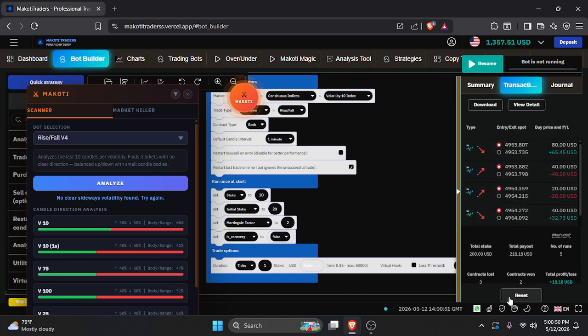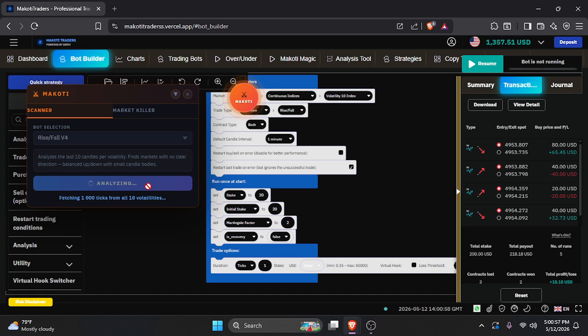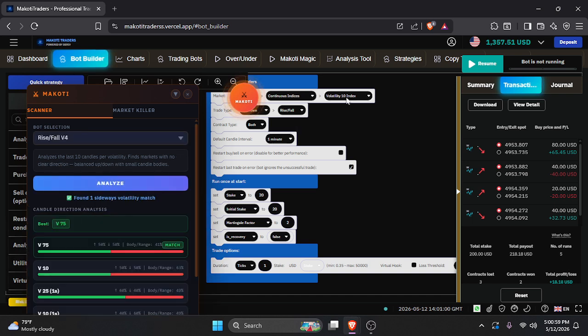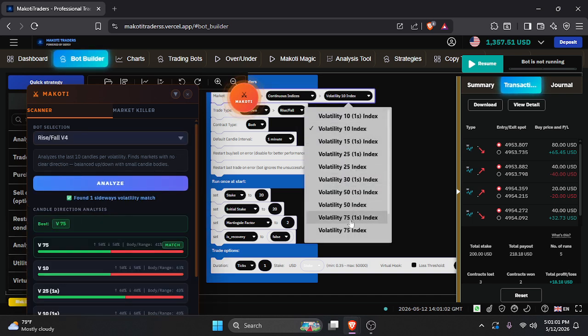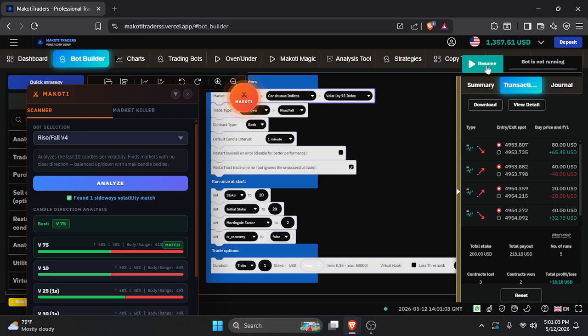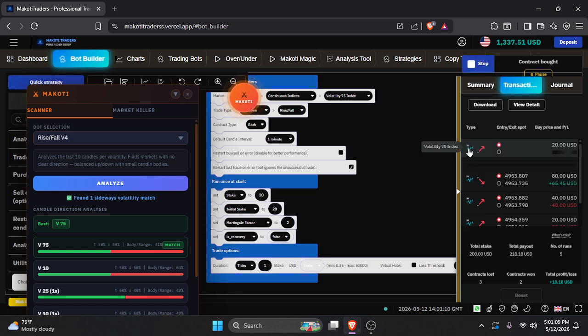So let me, should I reset? No, let me just continue like that. So let me analyze again. So volatility 75 index. I'll be changing to 75 index, and then I resume. So I have resumed the bot, and the first run is a win, and the second run, let's wait.